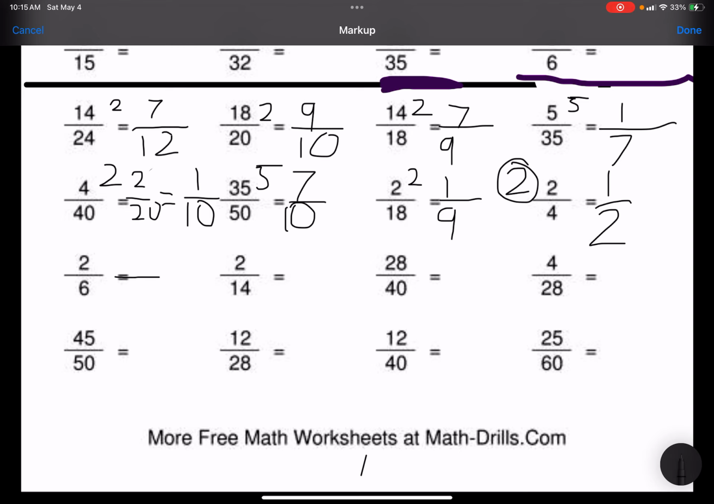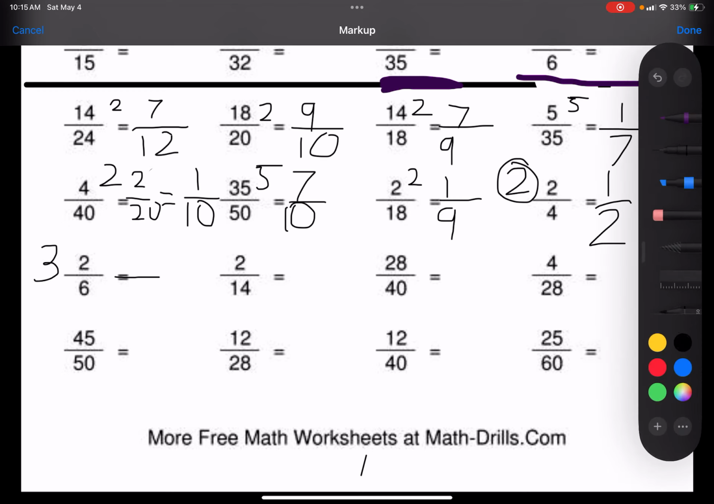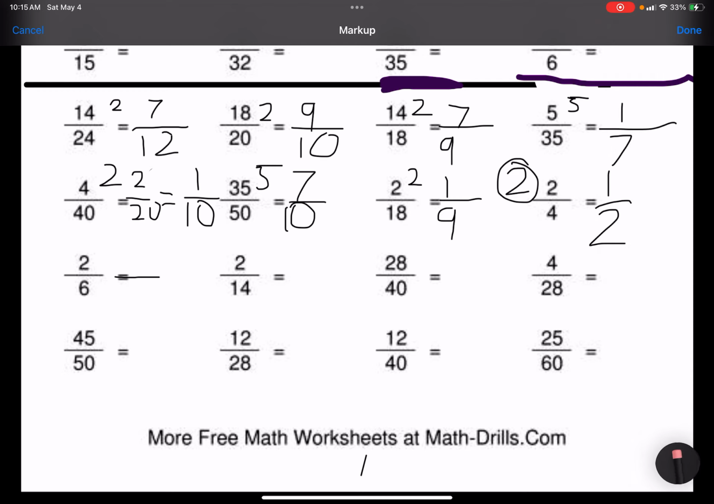32 divided by 6 will be, I think we can go this by 2 times. 2 divided by 2 is 1. And then 6 divided by 2 is 3. I can do this 2 times again. 2 divided by 2 is 1. 14 divided by 2 is 7.